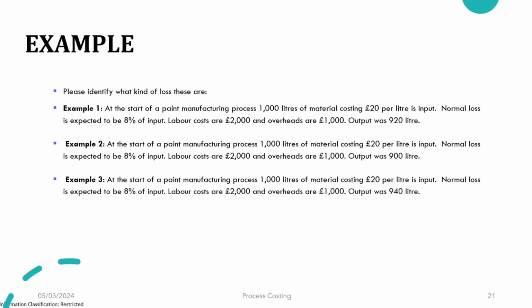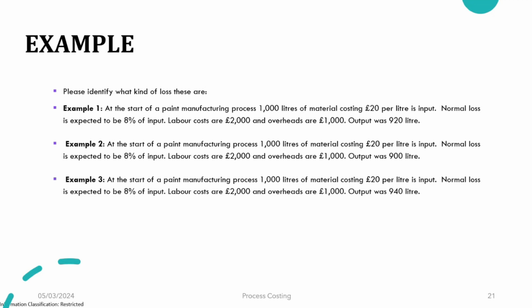This one is normal loss, because normal is expected loss. The second one has 100 liters output, and then they produced 900. For 100 liters expectation with 8% loss, it should be 920, and then they end up with 900. If they reach 920, then that's normal. So there are 20 abnormal losses there, unexpected.